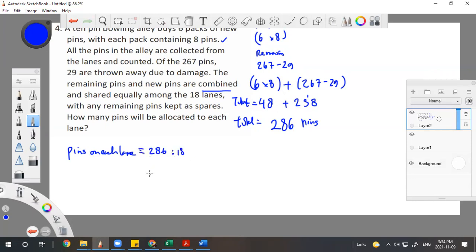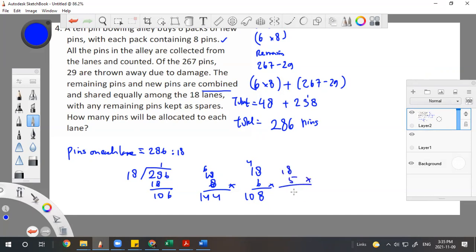So do it super slowly. 286 divided by 18. Let's try 18 times 8, 64, 104. Oh, too much. 18 times 6, let's try, 48, 108. It's too much, so 18 times 5, 10, 90. So 15 with a remainder of 16. Okay, so 15 pins with a remainder of 16.